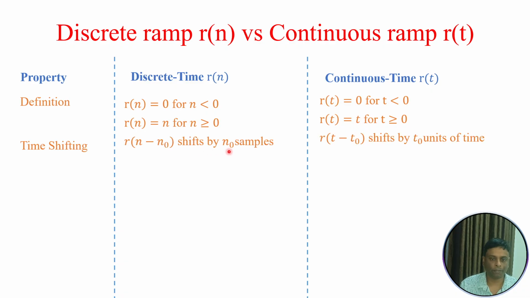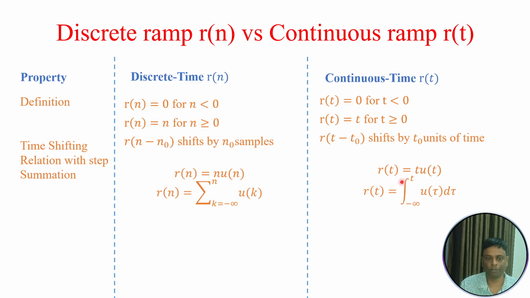So this is a time shifting property. It is shift by n0 samples. In this case, it is shift by t0 units of time. So this is the relationship with the step function. u of n is a step signal, r of n is the ramp signal. Similarly, in terms of continuous time, r of t equal to t into u of t.